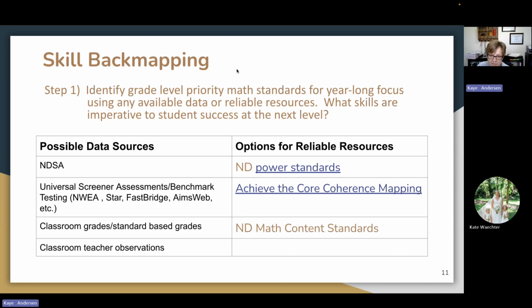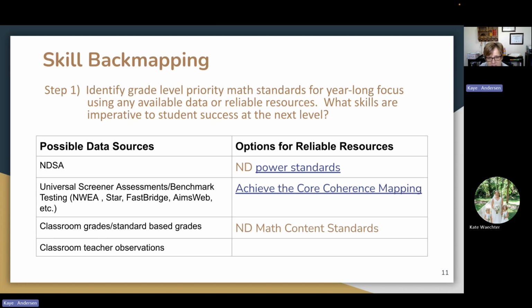When we're skill mapping, the first thing we need to do is identify grade level priority standards that we're going to use for year-long focus. We want to make sure that these skills are imperative to how the students are going to be successful when they go on to the next level, whether that's the next grade level or out of the classroom door and working on something outside. When a student is given a math problem in real life, they don't have a whole bunch of teaching or block practice that occurs ahead of time.